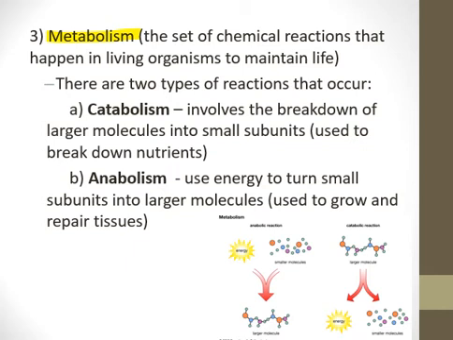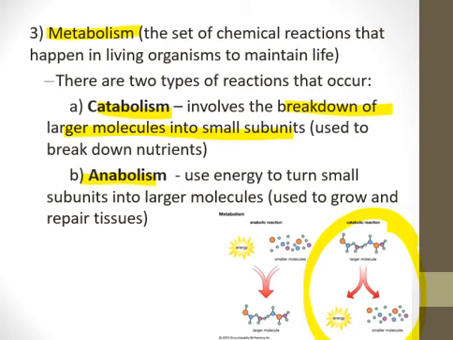Metabolism is a set of chemical reactions that occur in every single cell in your body. There are two types of reactions that can happen, catabolism and anabolism. Catabolism is the breakdown of larger molecules into smaller ones. So if you look here, you take those polysaccharides, your long sugar chains, and your body breaks them down into single glucose monomers that it can use.